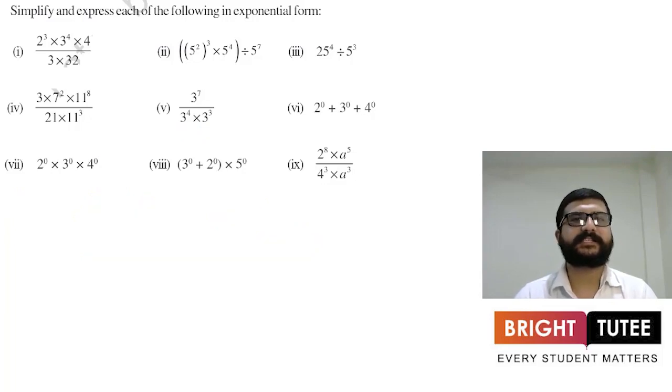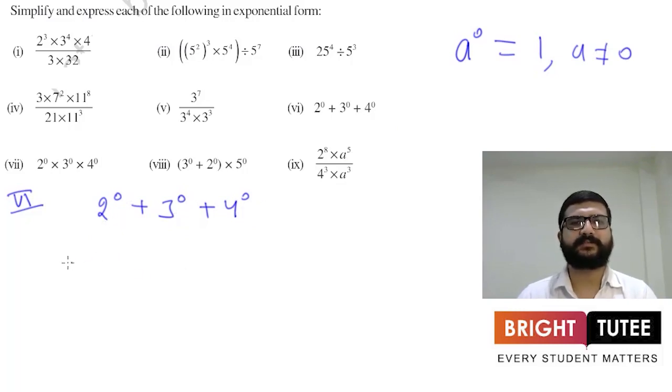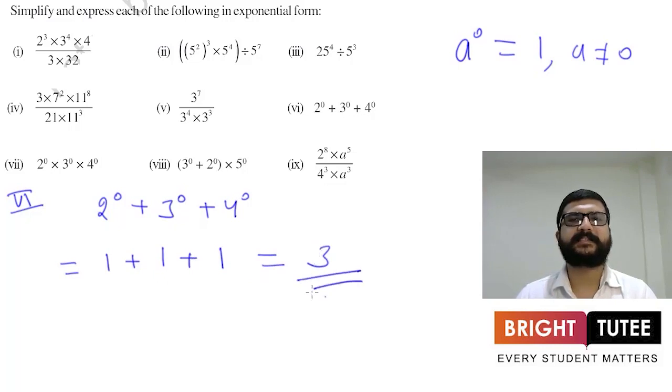Now the sixth part. It is 2 to the power 0 plus 3 to the power 0 plus 4 to the power 0. Now we have already studied that any number a to the power 0 is 1, if a is not equal to 0. Here we have 2 to the power 0, 3 to the power 0 and 4 to the power 0, so they all are 1. So it will be 1 plus 1 plus 1, and that is 3. So the final answer is 3 for this question.